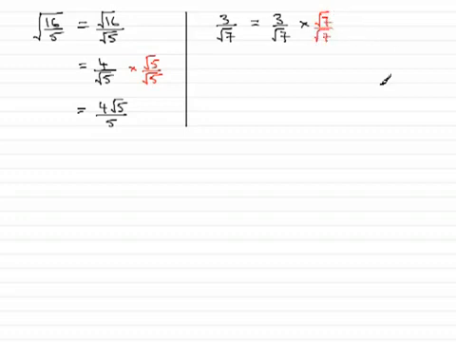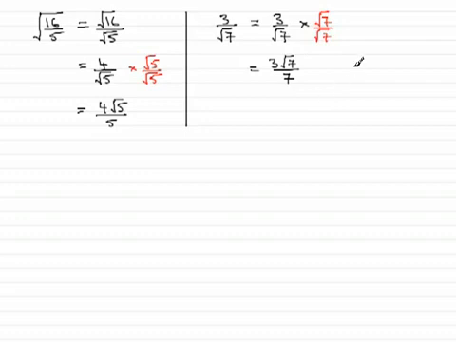Why do I do that? Well, hopefully you already know, and that is because root 7 times root 7 is just going to be 7, and so that will remove the square root from the bottom. It'll just make it a 7. And in the top we've got 3 times root 7, so that's 3 root 7.